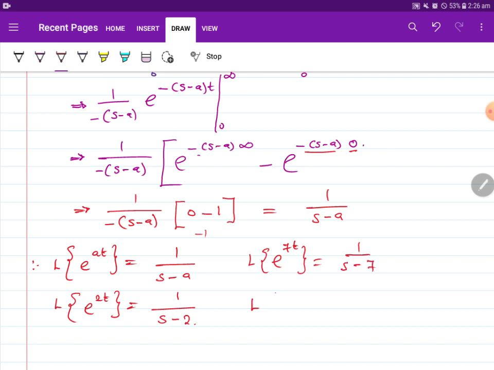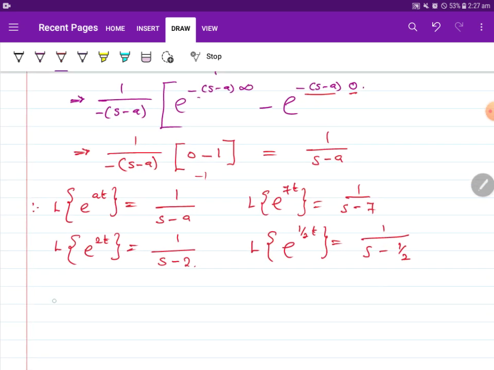What if I ask you to find the Laplace transformation of exponential 1 over 2t? That would be 1 over s minus 1 over 2. But what if I ask you to find the Laplace transformation of exponential minus 2t? By comparison, my a is minus 2.